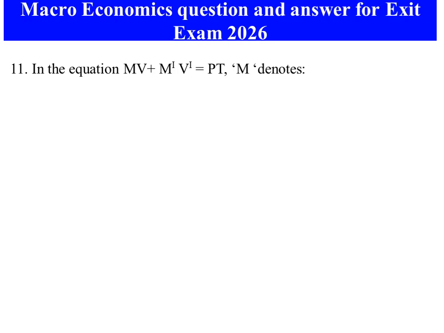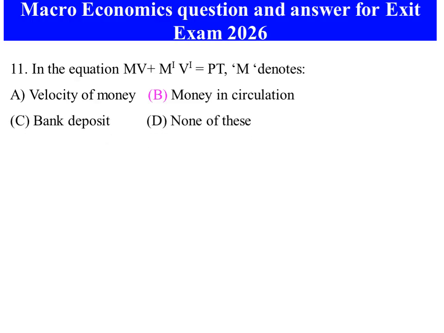Number 11, in the equation MV + M'V' = PT, this is Fisher's equation of exchange. M denotes A. Velocity of money, B. Money in circulation, C. Bank deposits, D. None of the above. M is money in circulation.